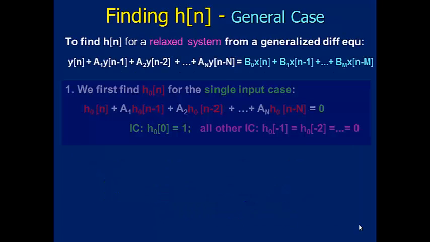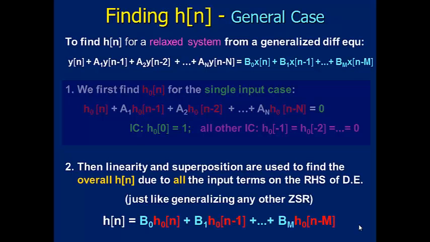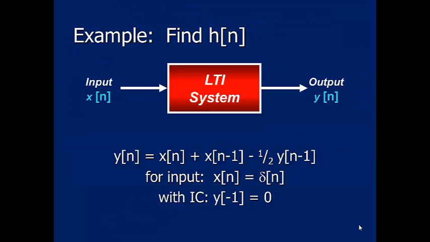So let's try one. After you do that, we find the unit sample response for the single input case, and then just like we would for any 0 state response, we promote it to the general solution by applying all the multiplication and delay operations of the general difference equation, the right-hand side, to that unit sample sequence single input case result. Okay? That sounds kind of confusing, so let's do an example.